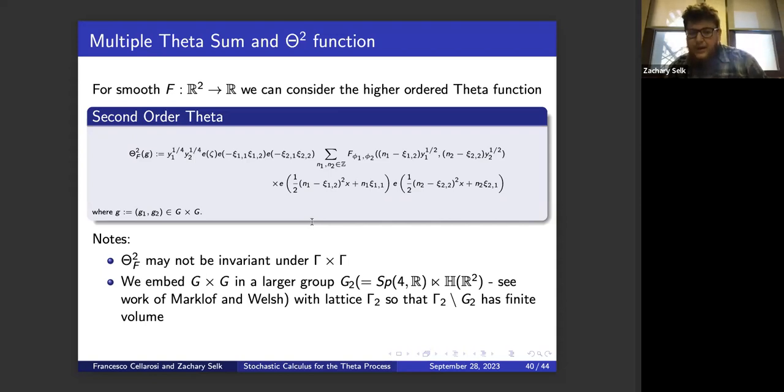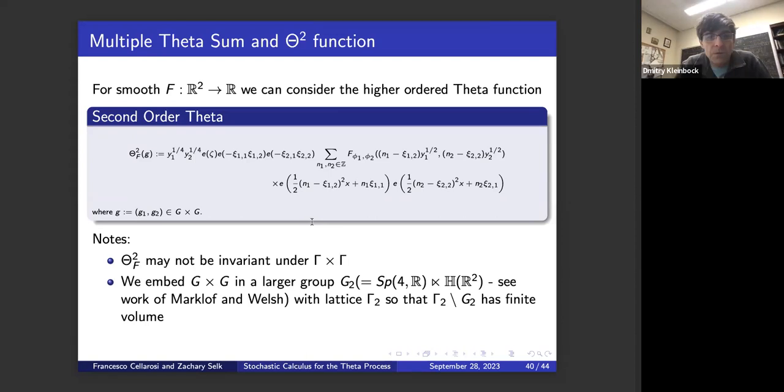And one thing you can do is embed G cross G into this larger group, SP4 semi-direct second order Heisenberg group, and then there exists some larger gamma 2, so that G2 mod gamma 2 has finite volume. The reason we have to embed into this larger space has to do with the regularity of f. For us in the second order process, f is the indicator of a triangle, which is not smooth. And when you unsmooth it, the way you have to unsmooth it, it actually starts seeing other parts of this group G2, if you want to unsmooth it in a dynamical way. So we have to embed into this larger group. You can think of it as the second order process giving more information, and it is sort of seeing this larger group, even though it lives on a strictly smaller submanifold.